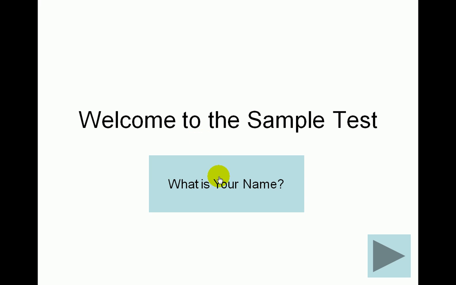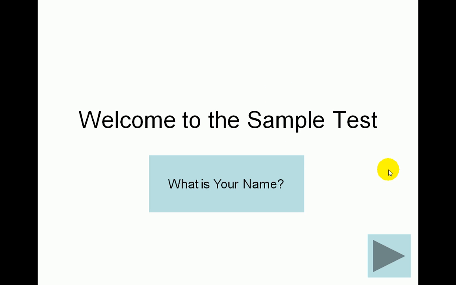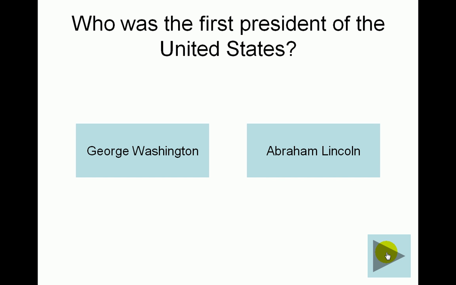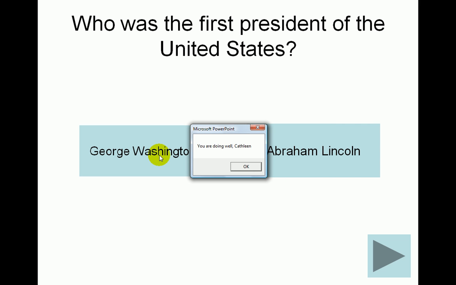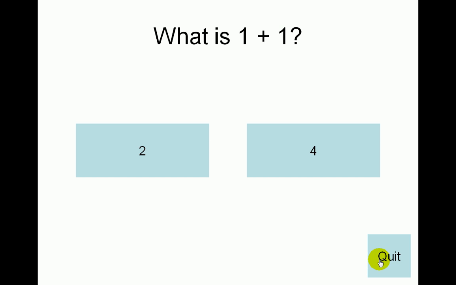It says, what is your name? This is a button. If I click this button, I can type in my name and click OK. Nothing else to do on this screen but hit that next button, so I'm going to go to the next slide. Who is the first president of the United States? I love easy tests. I'm going to click the right answer, and it says you're doing well, Kathleen. I really appreciate that feedback.